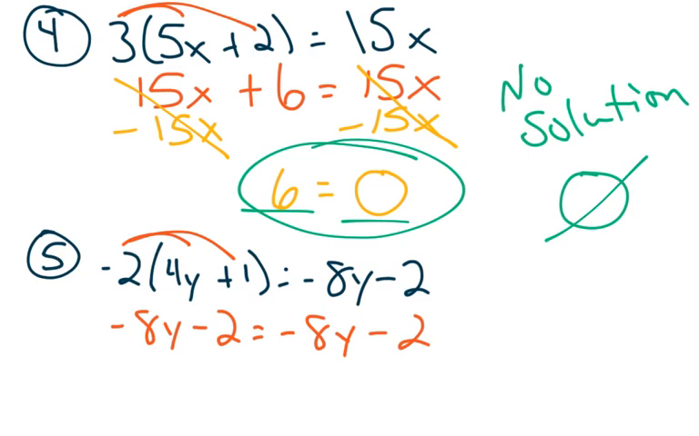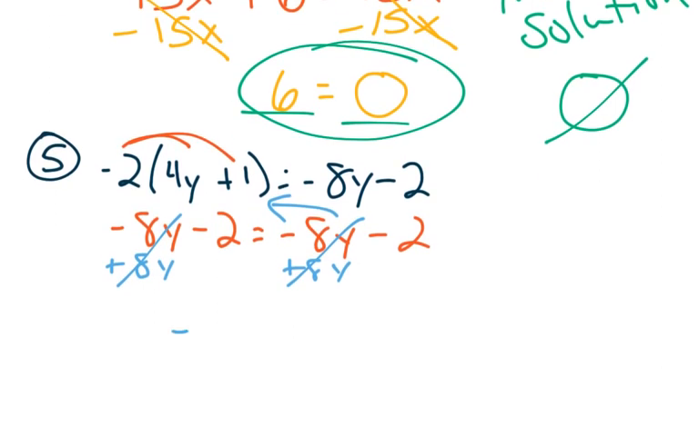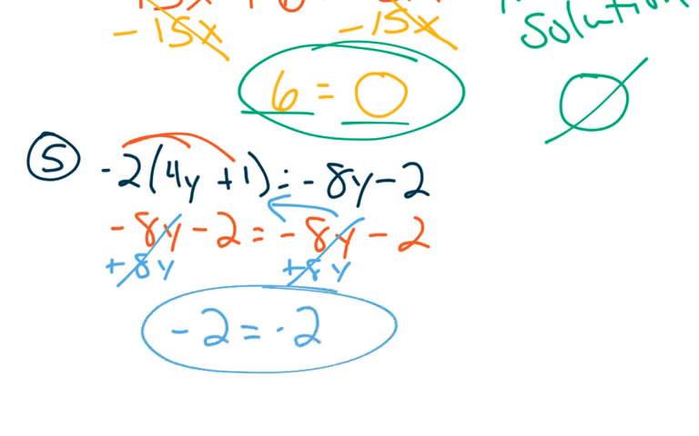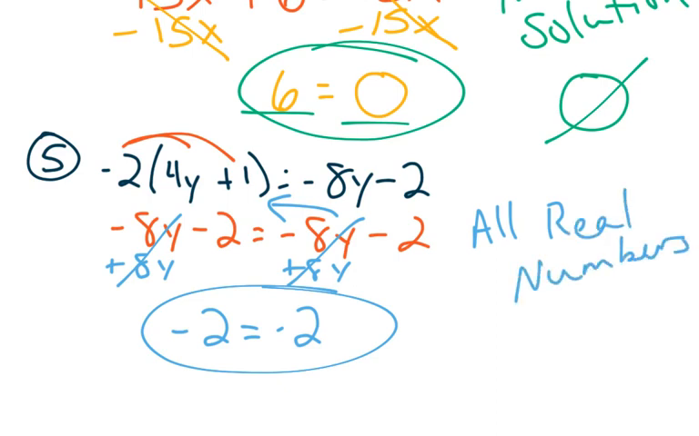If you wanted to move the variables to the left-hand side, add 8y to both sides, those are gone. What's going to happen is you're out of variables again. Negative 2 equals negative 2. But this time, they match. Okay? If you get something that matches, your answer here is all real numbers. And again, there's a way to shorthand this. It's two vertical lines and you make an R on the left-hand one. Okay? Or it's an R with a vertical line through it, either way.